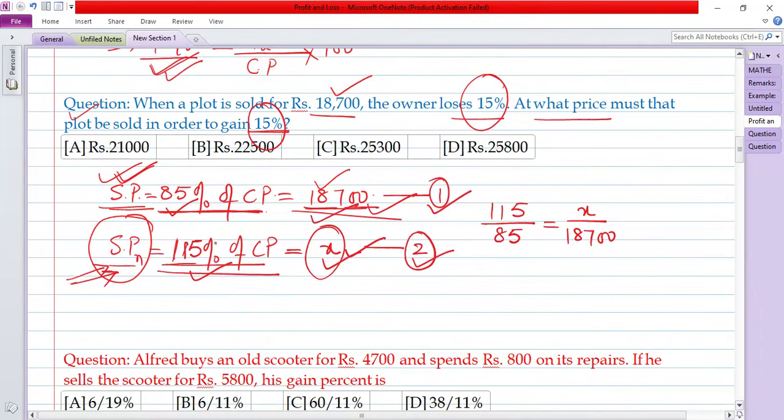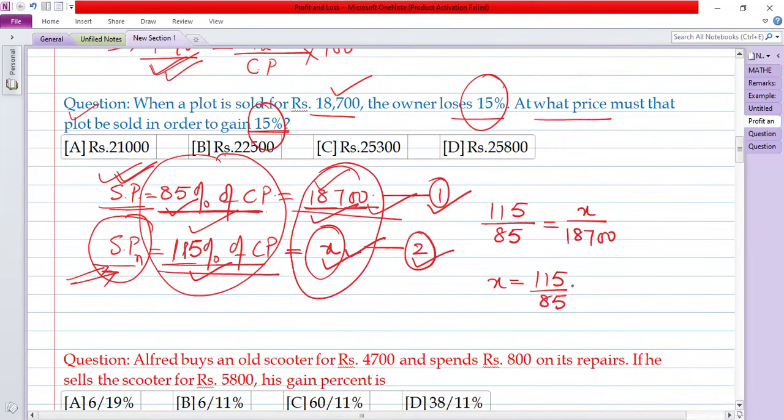Actually, we can divide in the ordinary, usual way, because the left hand side and the right hand side are similar things, not different. So now if we solve this, what will be X? It will be nothing but 115 by 85, times 18,700. So it will be 23 by 5, and 17 will cancel out here, and the quotient will be 1100.